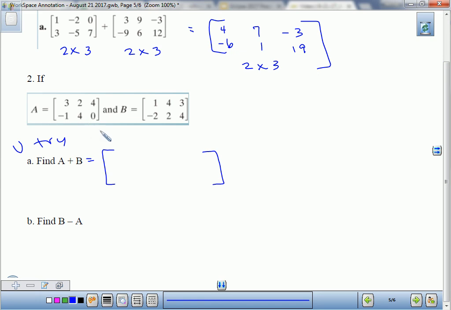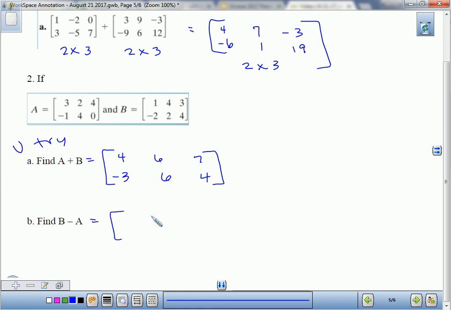Alright. So here we go. When we add, we are just adding corresponding elements. That is all. Okay, so questions about A. Alright, so B is subtracting.